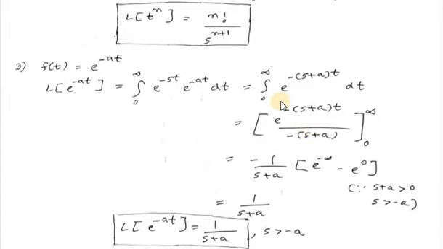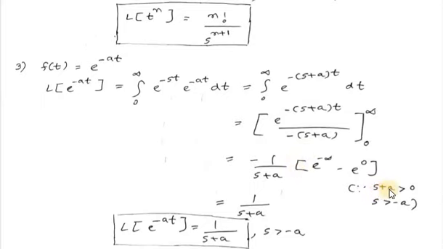So according to that formula, the integration of e raised to minus (s plus a) t will become e raised to minus (s plus a) t, and the multiplier of t is minus of (s plus a), so you have to divide it by minus of (s plus a), and the limit is from 0 to infinity. So for the upper limit it will become e raised to minus infinity, and for the lower limit it will become e raised to 0, and minus 1 over s plus a as it is.